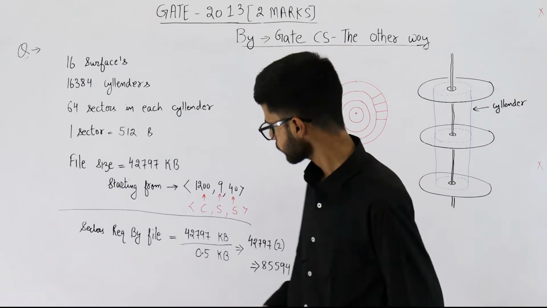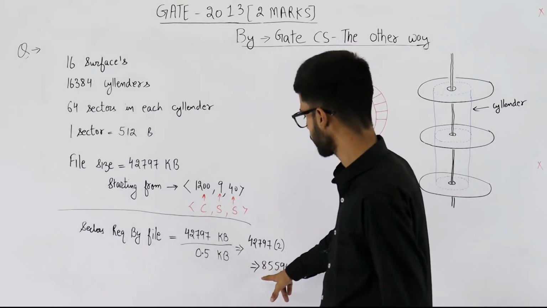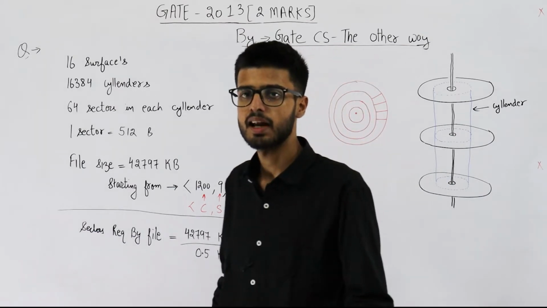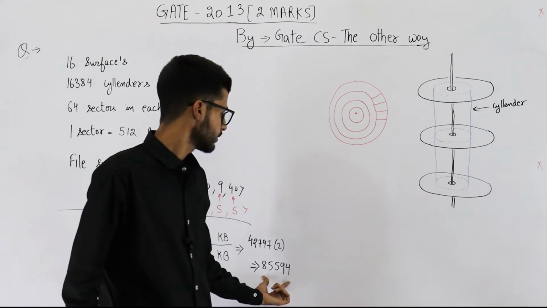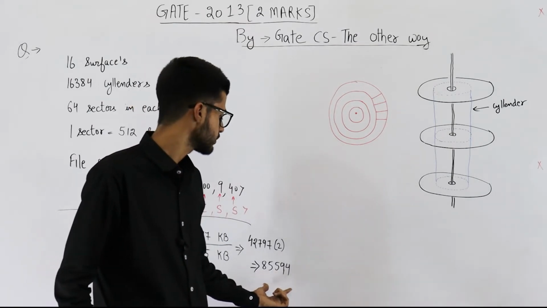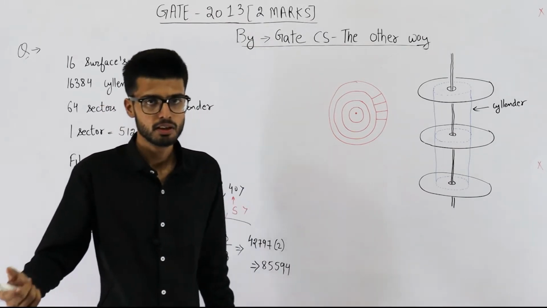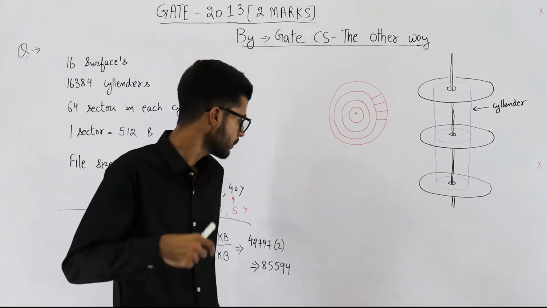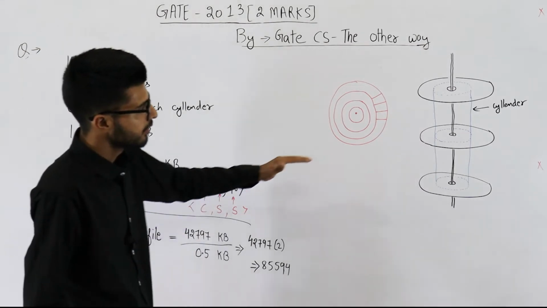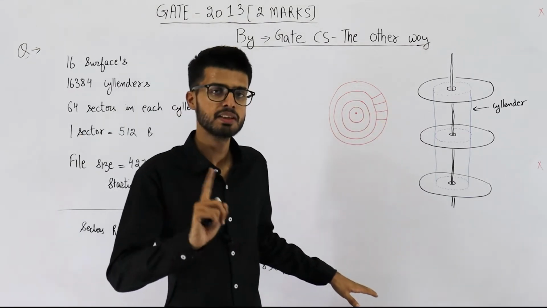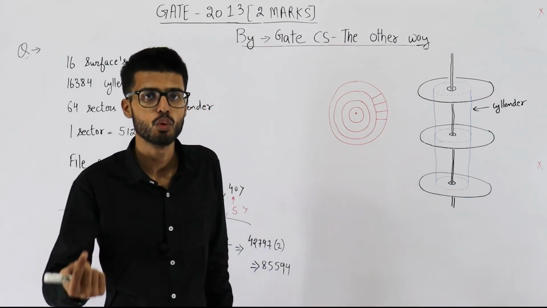Now you see, if you want to fill these many sectors, you very well know they will be filled cylinder by cylinder. Let's first of all find out how many cylinders will be required by these many sectors. If you want to save a chunk of 85,594 sectors, how many cylinders will it fill? Now one cylinder contains 16 surfaces, and each surface has 64 sectors.